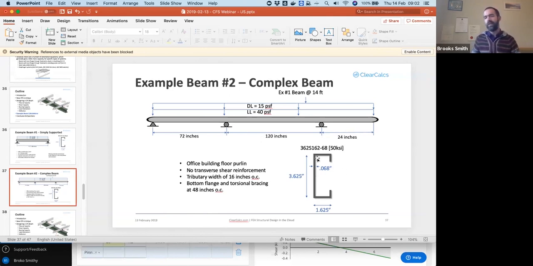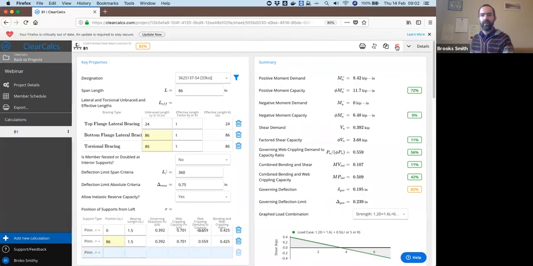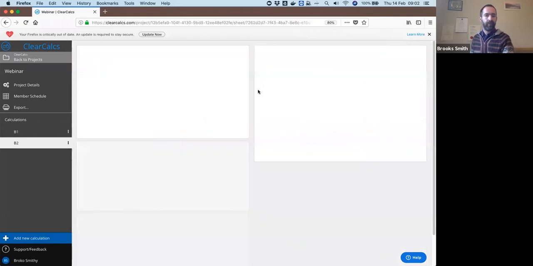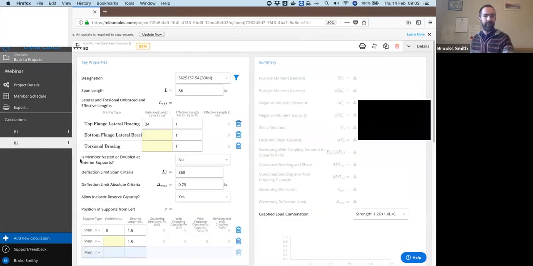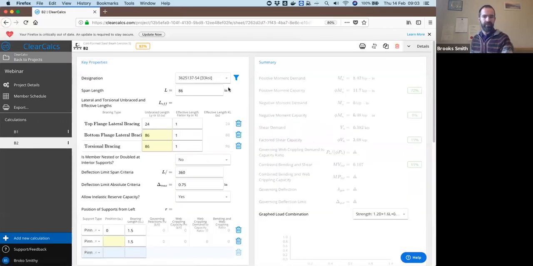We'll end up needing to use a larger cross-section here. We're going to use an S116, so it has a slightly longer flange width of 1.625 inches, and a 68 mil thickness at 50 KSI to make this one work. But I will plug that in and demonstrate exactly how that can work. So to make life a little easier, since our loading and such is the same, I'm just going to duplicate the existing sheet that I had just created.